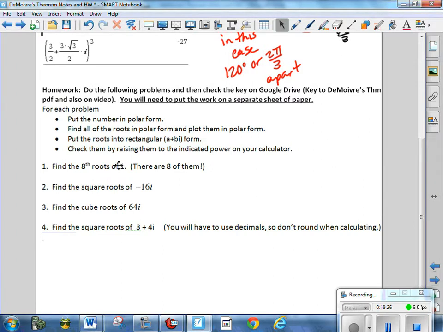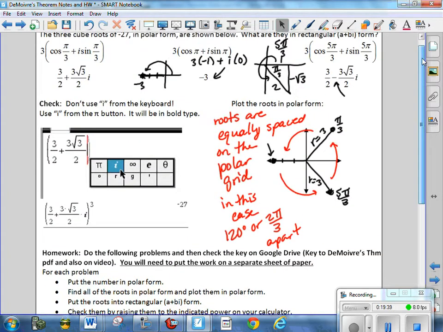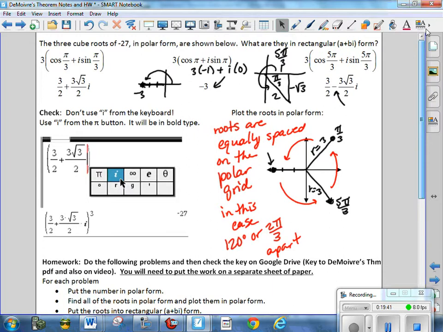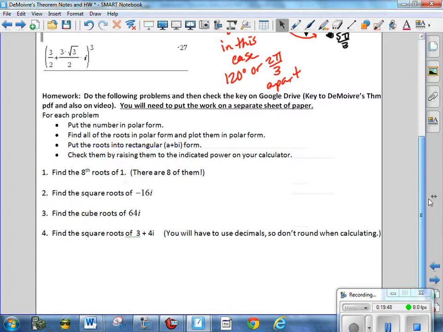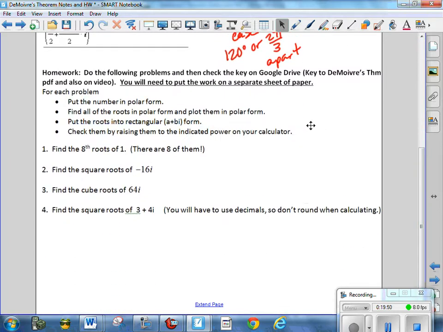Now, number 2 and number 4 are just square roots. There's just 2 of them. Number 3 has 3 cube roots. Number 1, though, has 8 roots. I don't expect you to show me by hand every single one of those, but you should show me by hand how to put one of them into rectangular form. You should at least check 1 or 2 of them on your calculator. Make sure that if you raise them to the 8th power, they actually do give you 1. If they don't, you've done something wrong.